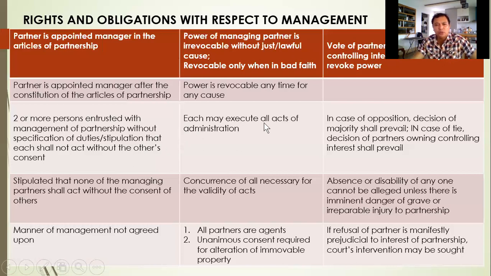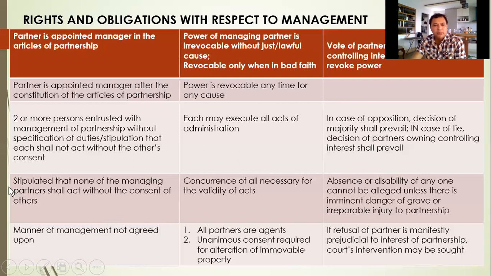Each may execute all acts of administration. So the two of them can act on their own. But in case of opposition, if one opposes the other, then the decision of the majority shall prevail. So the other partners will have to vote. In case of a tie, the decision of partners owning controlling interest shall prevail. Those who own controlling interest, meaning 51% interests of the partnership.